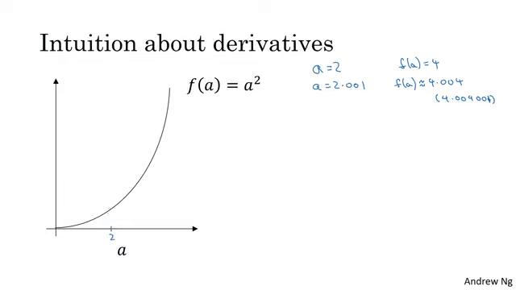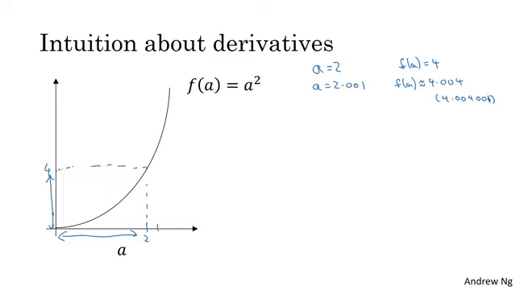So this is a is equal to 2, f of a is equal to 4, but when I nudge it a little bit to the right, 2.001, then it goes up to about 4.004. The x and y axes are not to scale here. Let's draw this on the plot. So what we're saying is that if a is equal to 2, then f of a is equal to 4. Technically, this vertical height should be much higher than this horizontal height, so the x and y axes are not on the same scale.